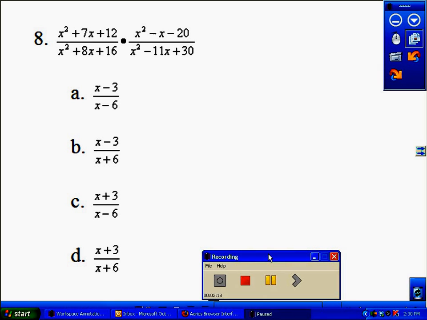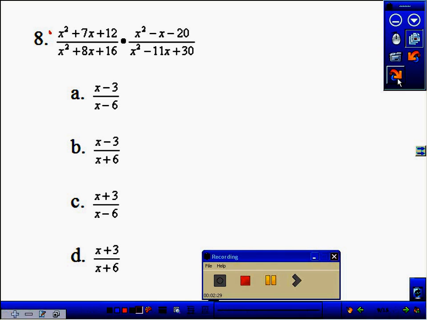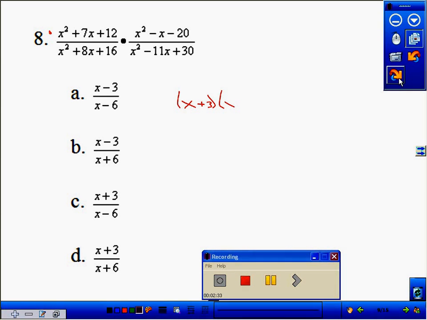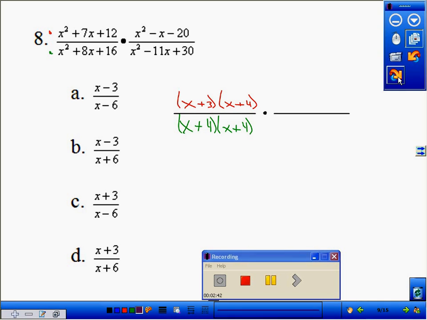For number 8, we have a multiplication of two rationals. This is basically just a giant magic x. We have to use the magic x to factor all 4 pieces of this. So we factor the top left, and it becomes x plus 3, x plus 4. Bottom left is going to become x plus 4, x plus 4. Top right becomes x minus 5, x plus 4. And bottom right becomes x minus 5, x minus 6.